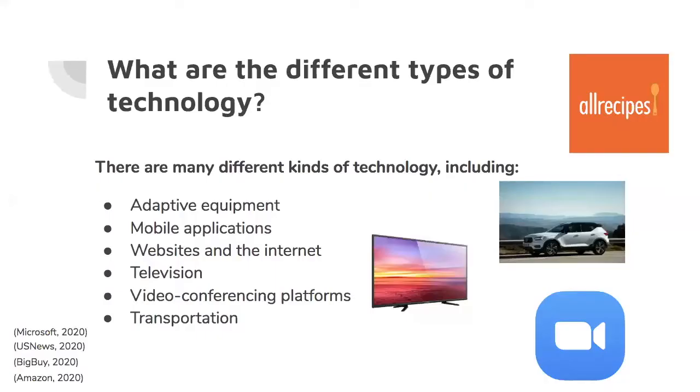So the first thing we're just going to talk about is this idea of what are the different types of technology. So there are a lot of different kinds of technology today. These things include adaptive equipment, mobile applications, websites and the internet, television, video conferencing platforms, and transportation. And all of these different types of technology are obviously not an exhaustive list, but these are the things that we're going to be addressing today.